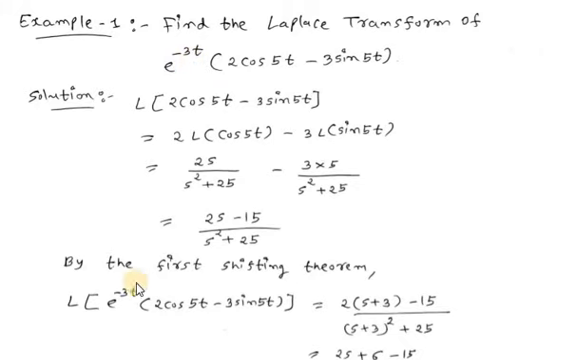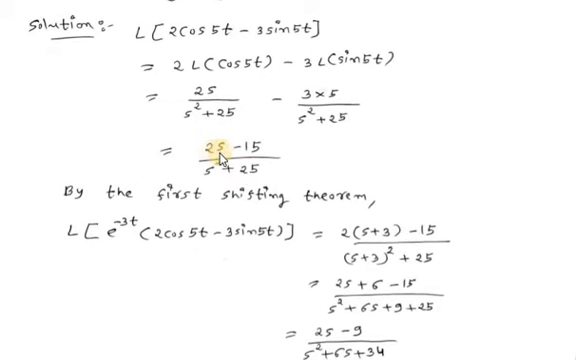So what we will do, we will apply the first shifting theorem, and in this result we have to replace s by s plus 3. So replacing s by s plus 3, 2 as it is, minus 15, and replacing s by s plus 3, the whole square will be as it is, plus 25. Now multiplying s plus 3 by 2, 2 into s, 2s, plus 2 threes is 6, minus 15.